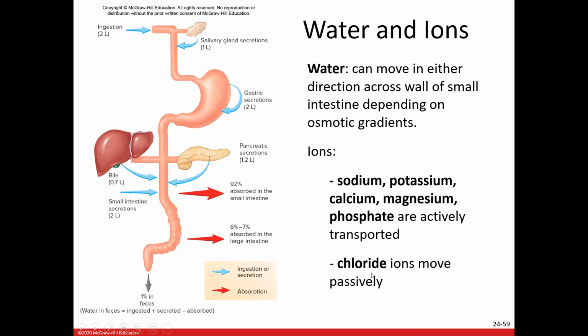And then your chloride ions, also involved a little bit with your action potentials, are going to move passively across the small intestine membrane. So they can just diffuse from the inside of the small intestine through the membrane.